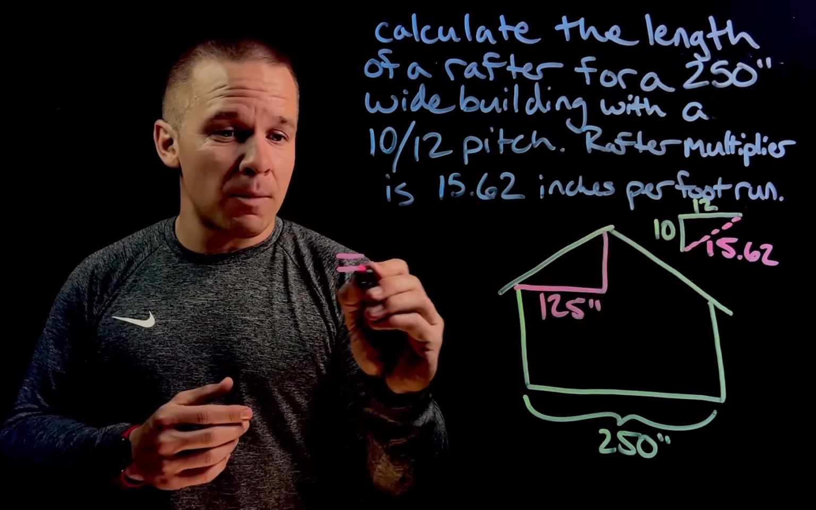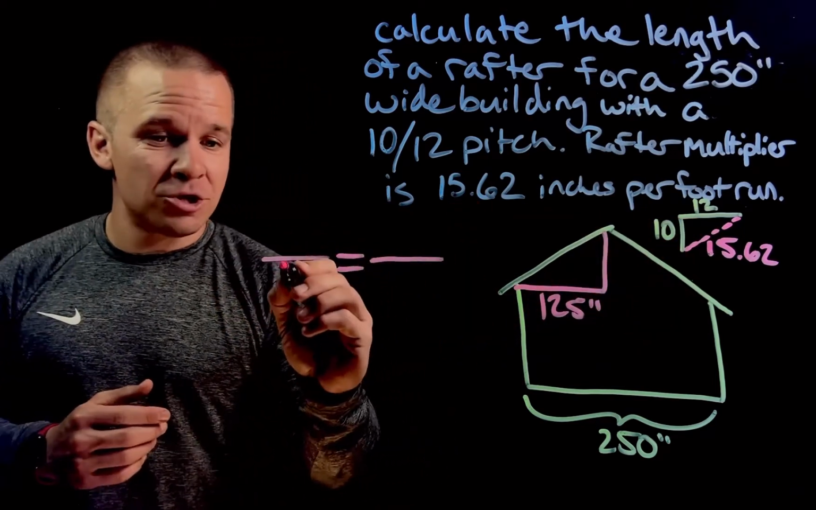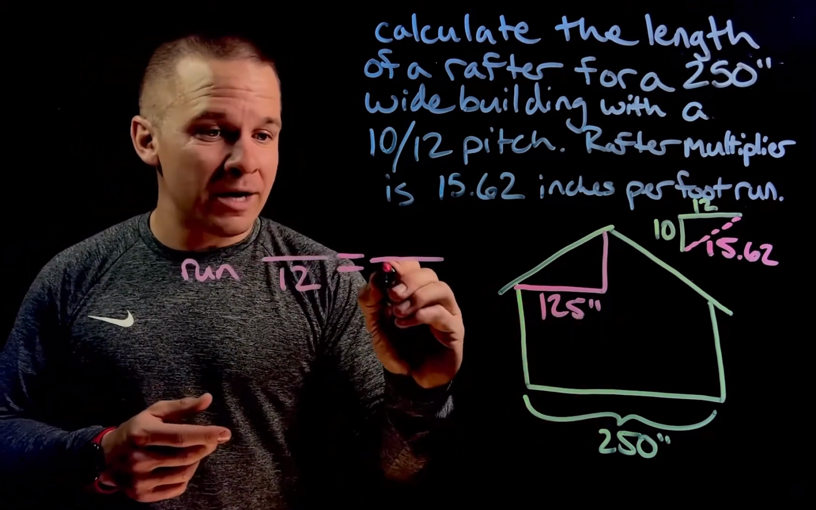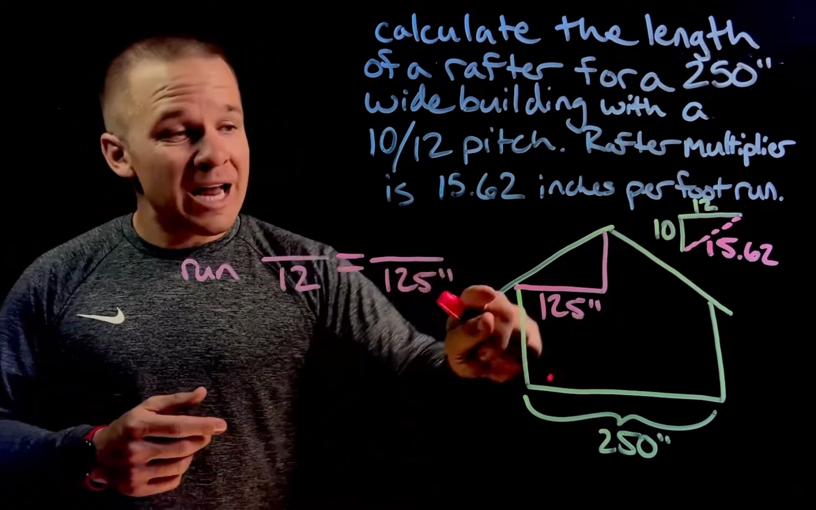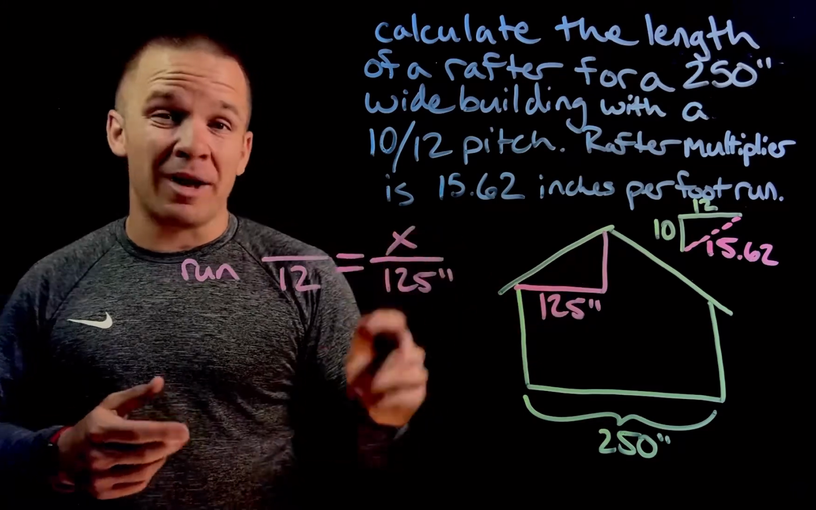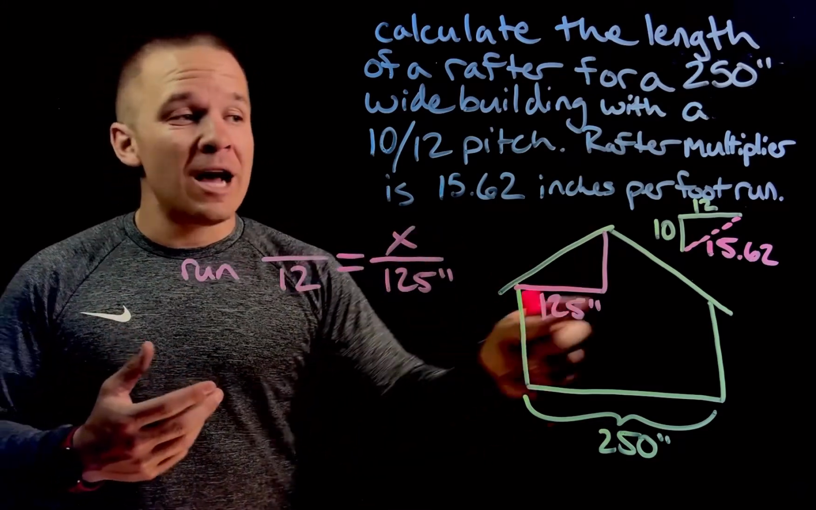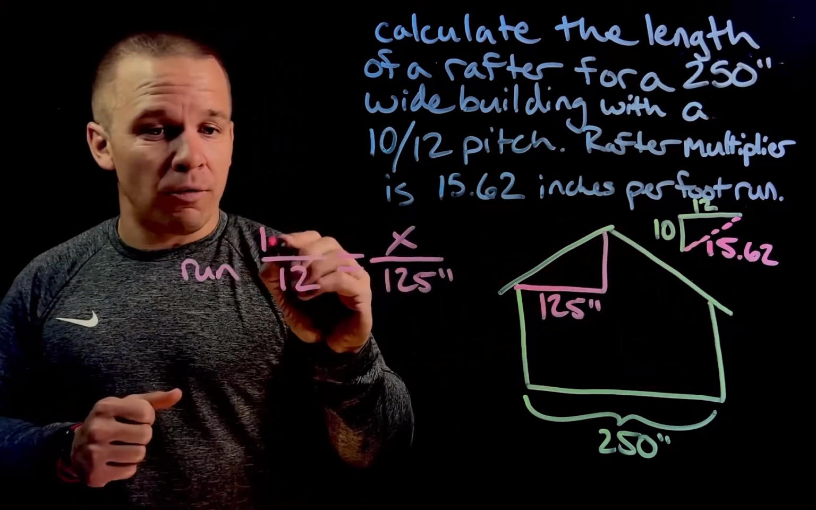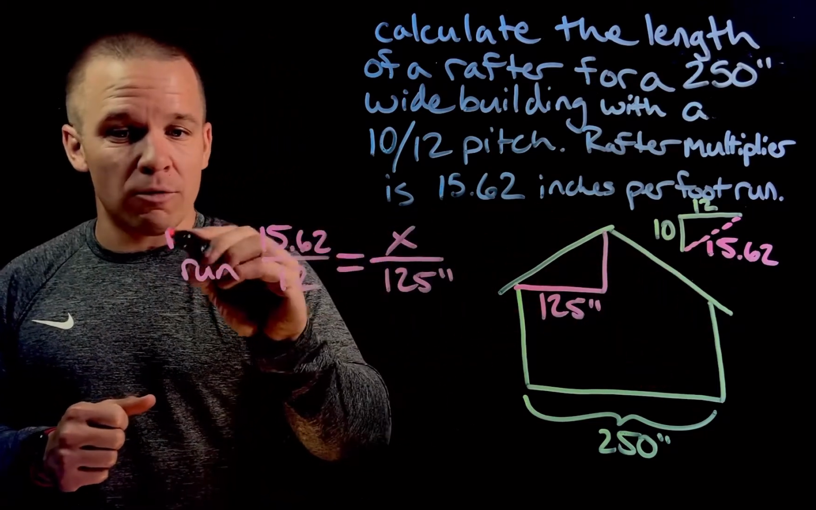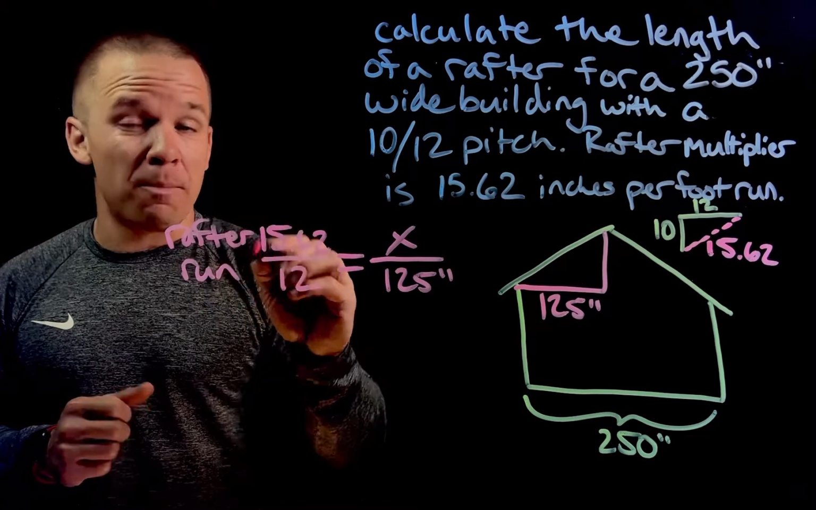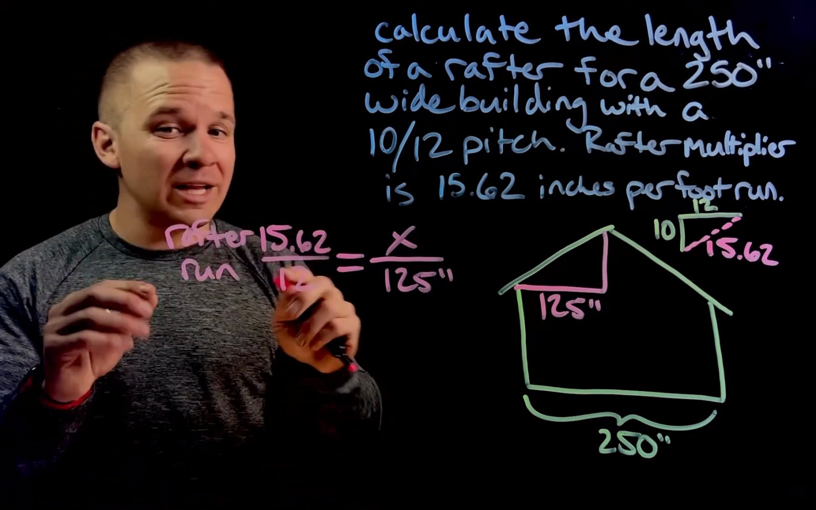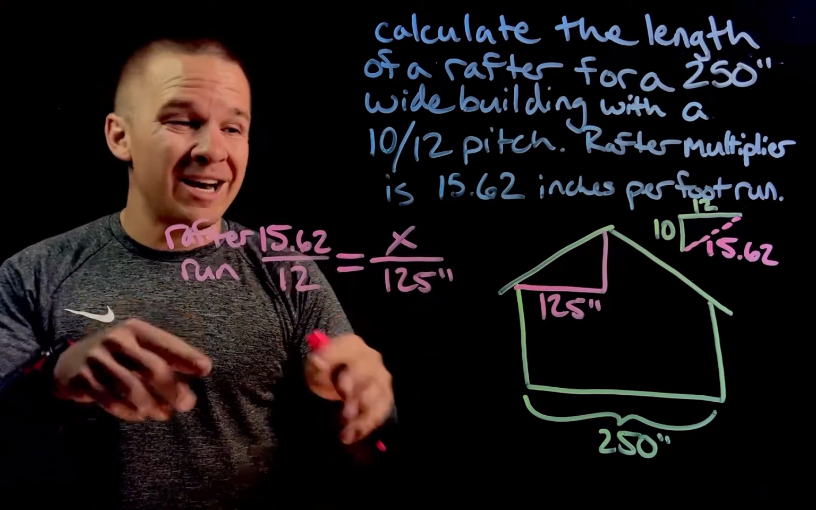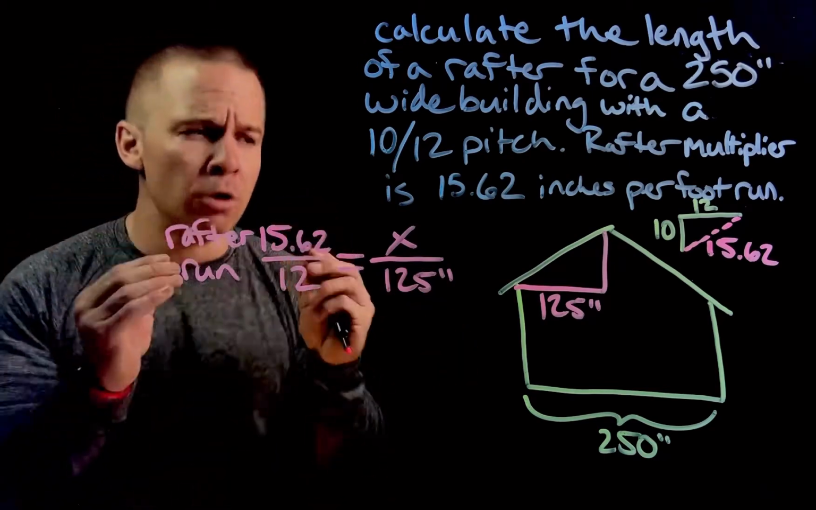So I can set up a proportion where my pitch has the 12 there. That's the run. And then my run that I want is 125 inches. Now, I want my rafter length, which I'll label as X. I don't know that. Now, my rafter length of my essentially scaled down version is 15.62. So this is my rafter. And I always like to make sure that my proportions are set up correctly by looking, okay, rafter, rafter, run, run, right? It's all lined up beautifully.